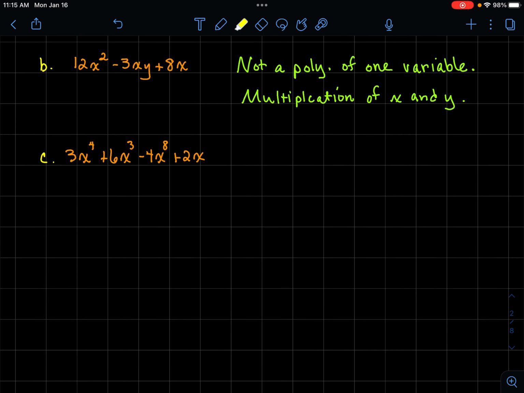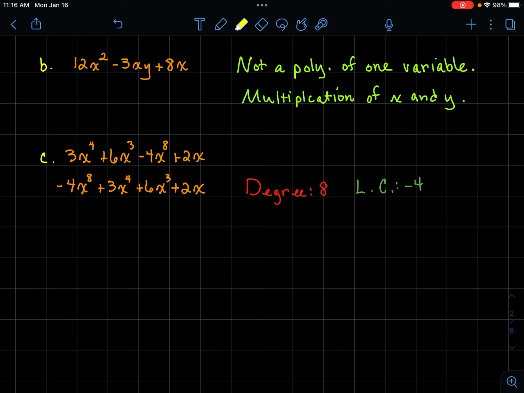And a final example, 3x to the 4th plus 6x cubed minus 4x to the 8th plus 2x. You should see that, well, we got all x's here, so that is one variable. The exponents are going 4 down to 3, back up to 8, so it is not in its standard form. So I rearrange all of these terms so that it is in its standard form. This will tell me my degree is then going to be an 8. The leading coefficient then would be the negative 4 in front.